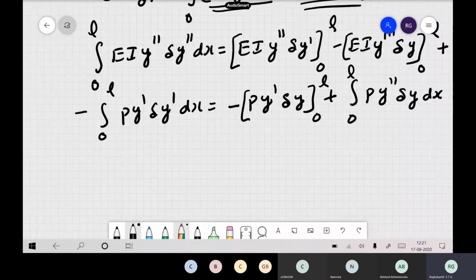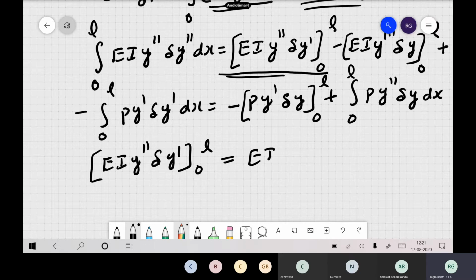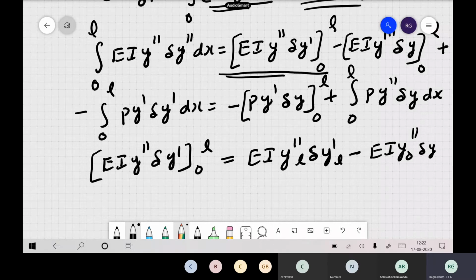So this expression, EI y double dash del y dash from 0 to L. Whatever is there, I'm just putting down. This becomes EI y double dash L del y dash L, minus EI y double dash 0 del y dash 0.